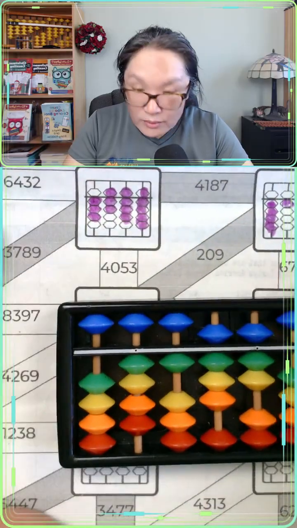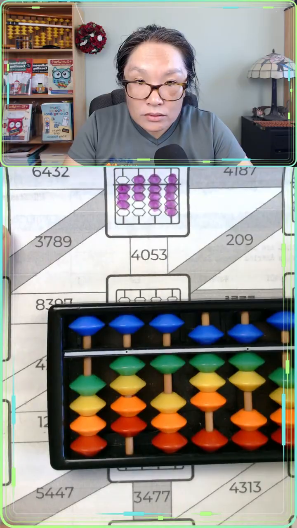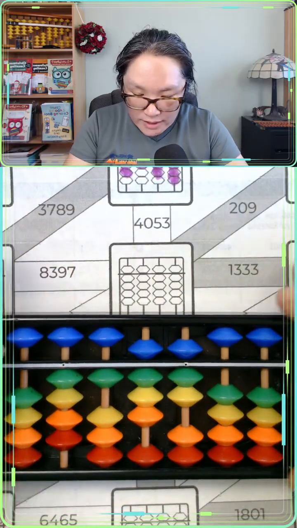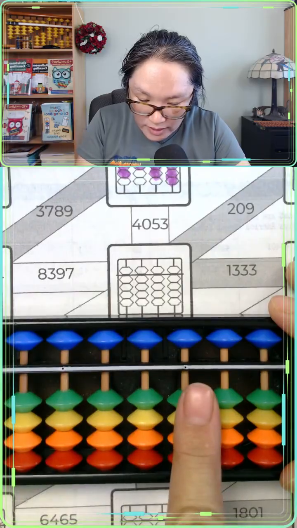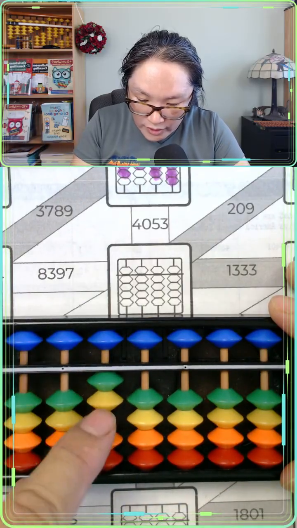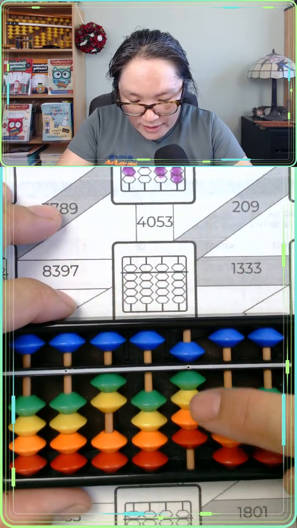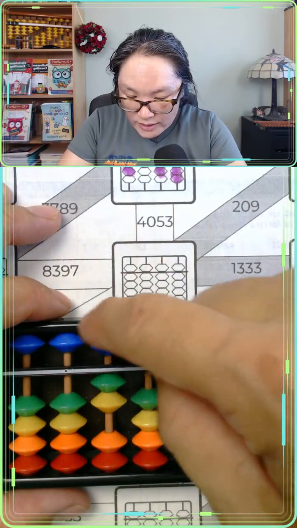So then our next number is 209. Hello. So we have 209. We have our thousands, our hundreds, our tens, and our ones. We're going to do 2, 1, 2, 0, and then 9. Well, how do you get 9? 5, 6, 7, 8, 9. This is our ones, tens, hundreds, and thousands.